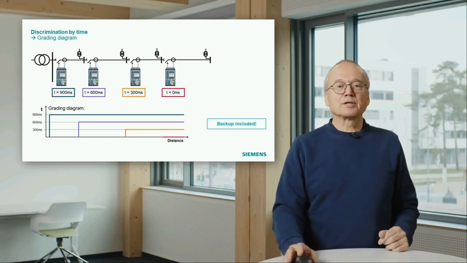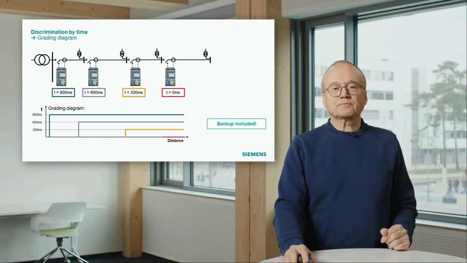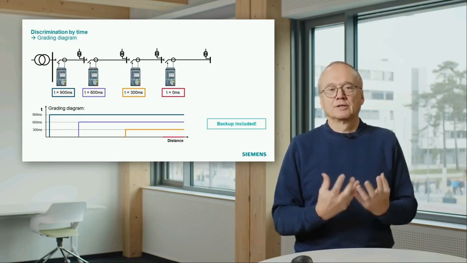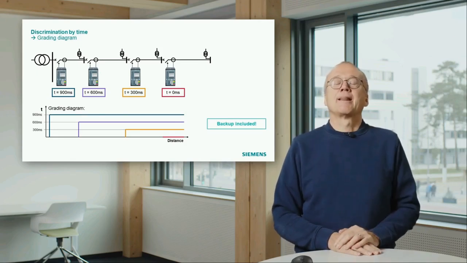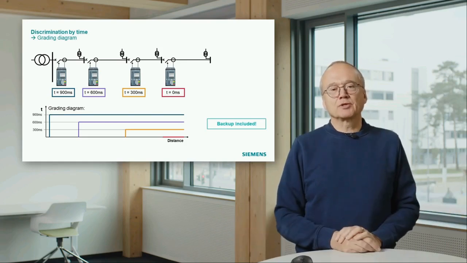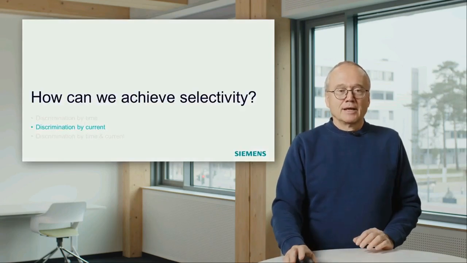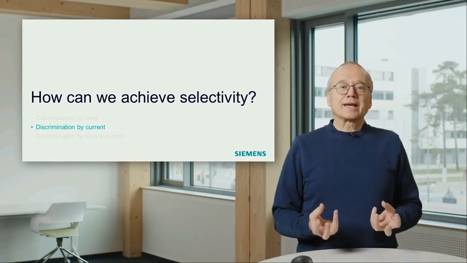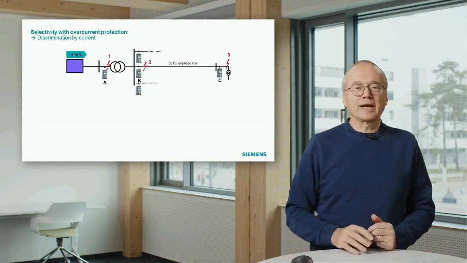So this was the principle of discrimination by time, mainly applied when we don't get information from the current. I said we assume here in this case we have a cable system, for instance short cables, where there is no big difference in short circuit current. The second possibility we have are cases where we can get information from the current. And I can show you an example for that.